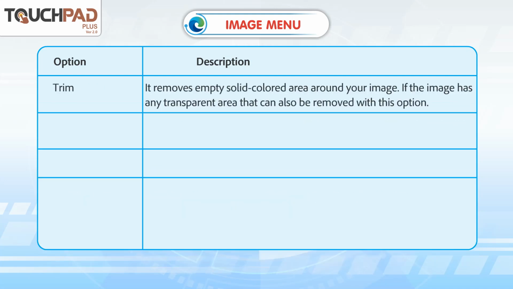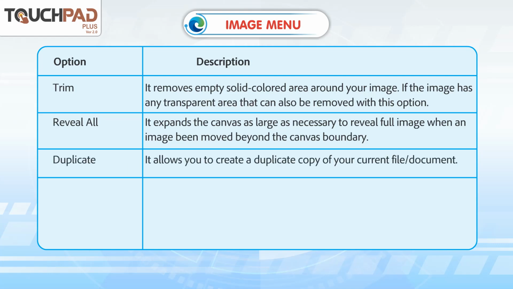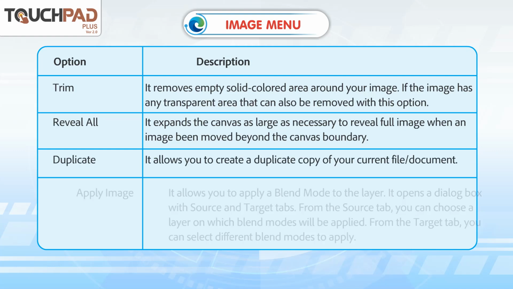Trim. It removes empty solid colored area around your image. If the image has any transparent area, that can also be removed with this option. Reveal all. It expands the canvas as large as necessary to reveal the full image when an image is moved beyond the canvas boundary. Duplicate. It allows you to create a duplicate copy of your current file or document.